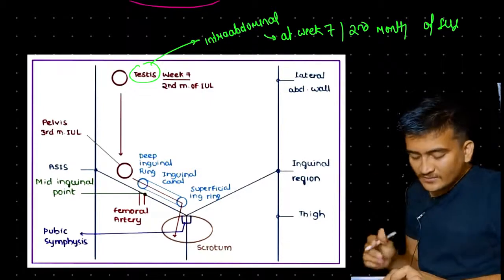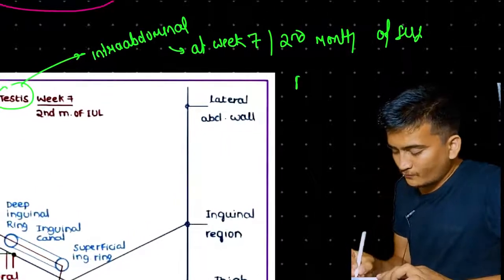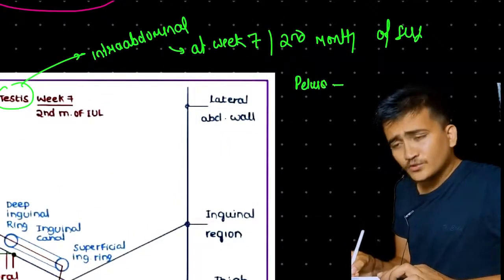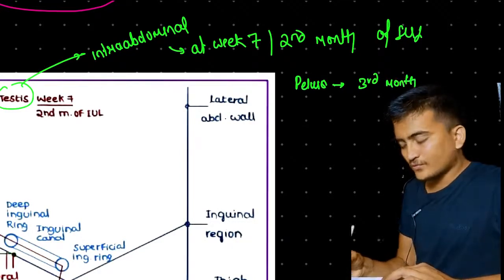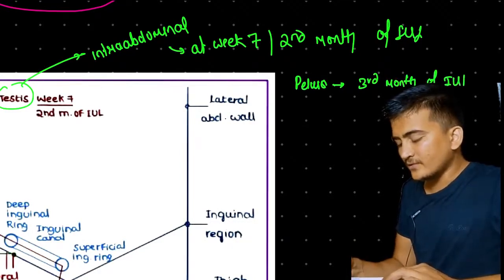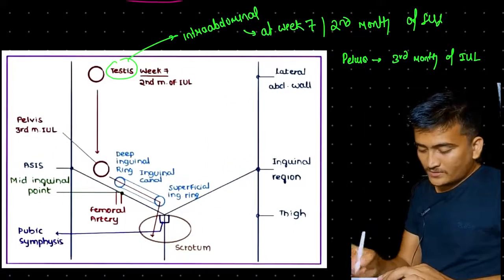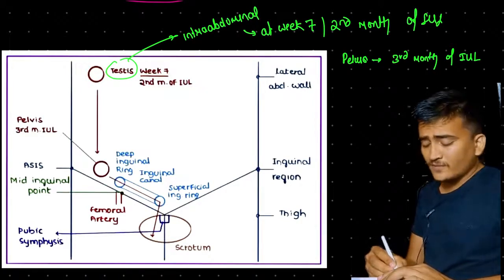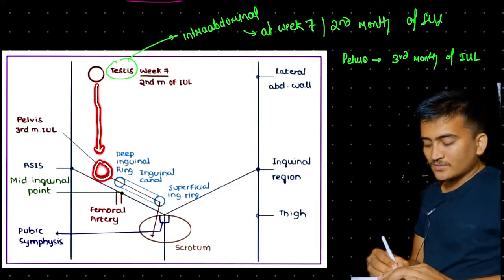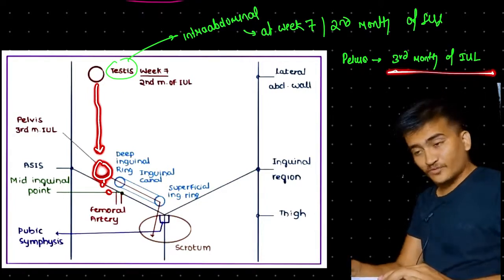Now it will start descending and it will reach the pelvis. What I'm saying is it will reach the pelvis at what time? At the third month of intrauterine life. Now this testis was right here at week 7 or the second month of intrauterine life. It will descend down, it will reach the region of the pelvis, or the pelvic bone, at the third month of intrauterine life, right?